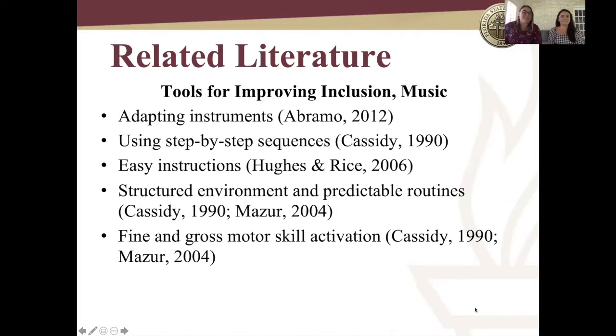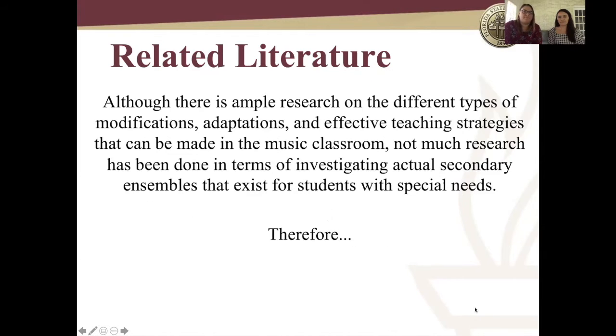Some tools for improving inclusion in the music classroom include adapting instruments, using step-by-step sequences, easy instructions, a structured environment, predictable routines, and fine and gross motor skill activation. Although there is ample research on the different types of modifications, adaptations, and effective teaching strategies that can be made in the music classroom, not much research has been done investigating actual secondary ensembles that exist for students with special needs.